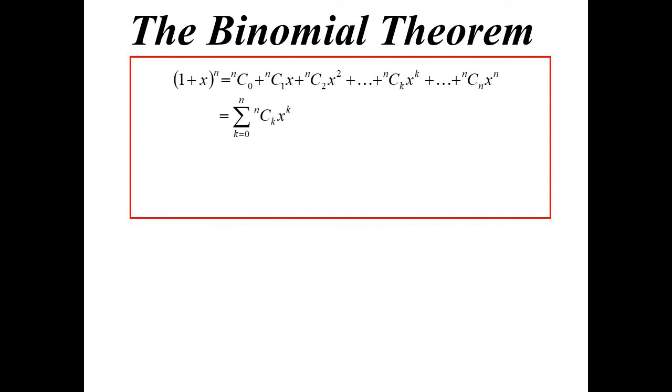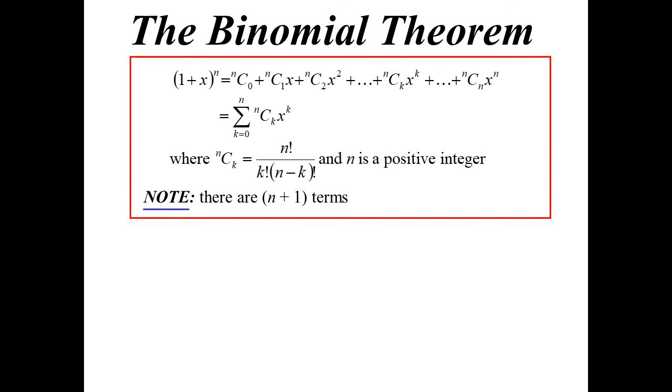This could be rewritten in sum notation, so the capital sigma, which of course means sum of, and we're going from k equals 0, that would be the first term, up to k equals n, the last term, and that general term, nCk x^k. The actual definition for nCk is n factorial on k factorial, n minus k factorial. And n is, of course, a positive integer. Just keep in mind, when you do an expansion of a binomial, you should always end up with n + 1 terms.